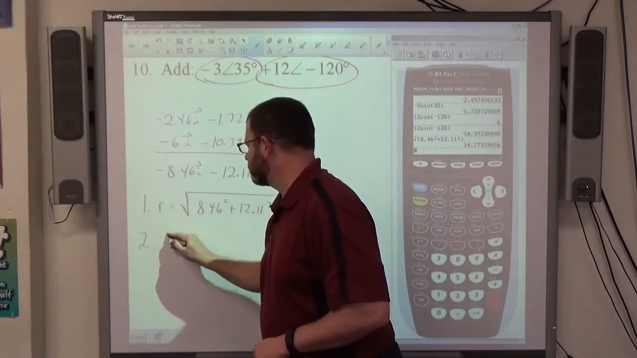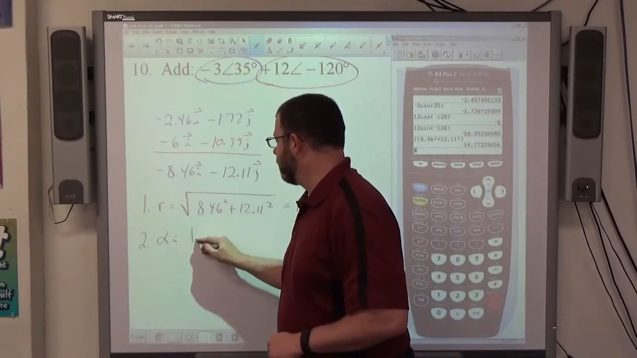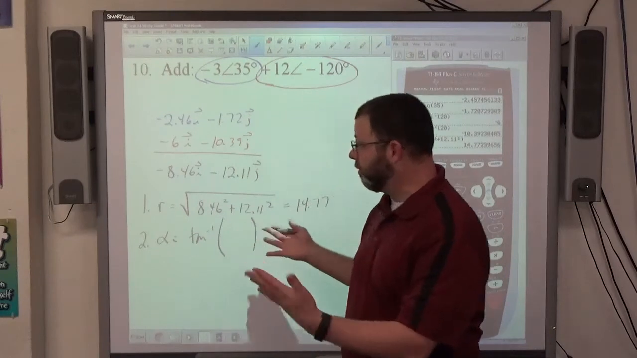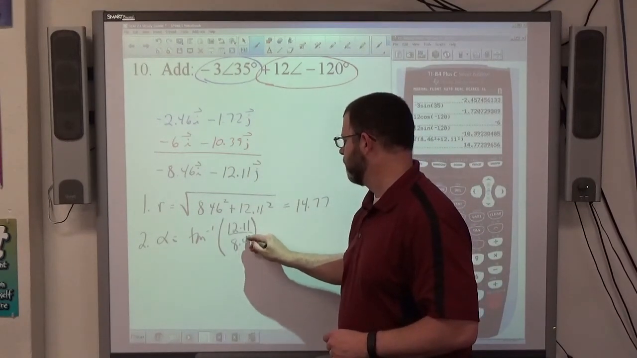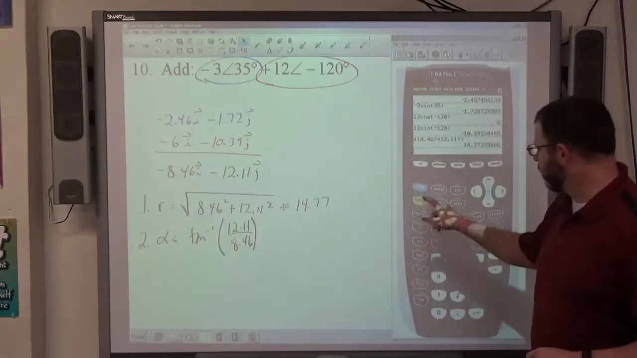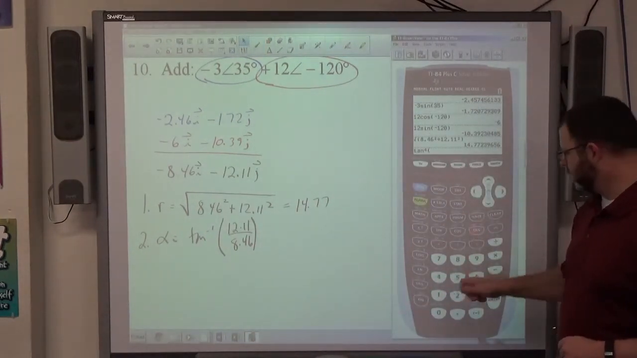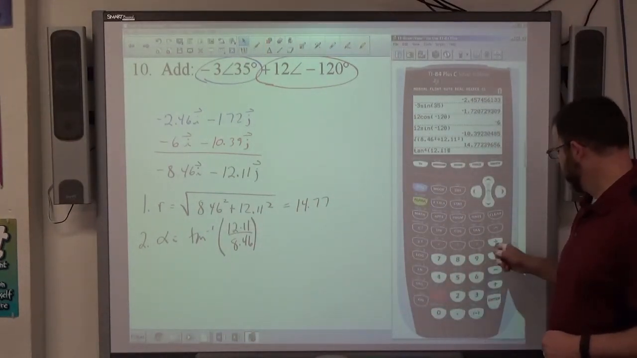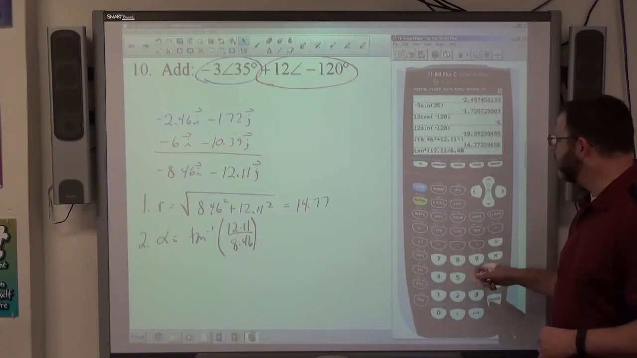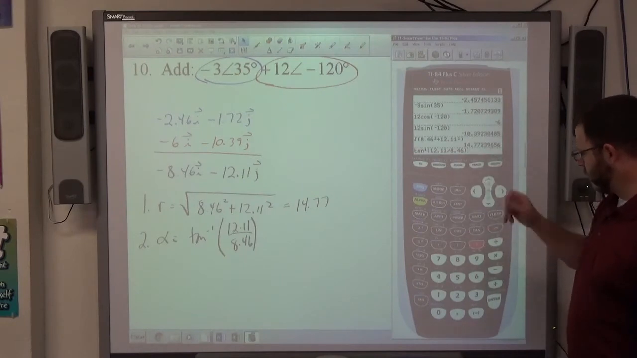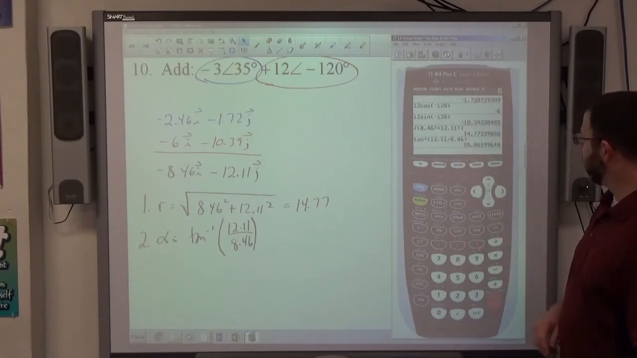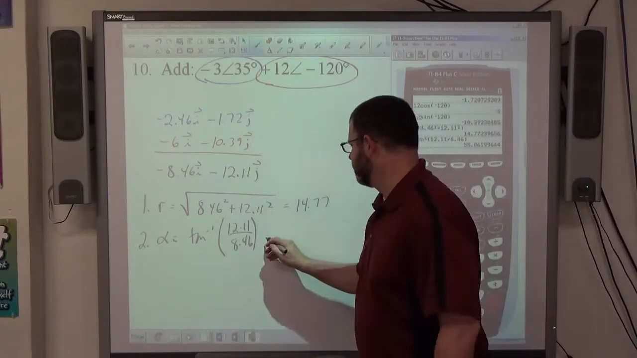Step 2, the reference angle is the inverse tangent of the absolute value of the second over the first. So I type in inverse tangent of second divided by first. Again, that's absolute value, so no negatives necessary. So if you write positives, you can put parentheses instead of absolute value bars. 55.06 degrees.